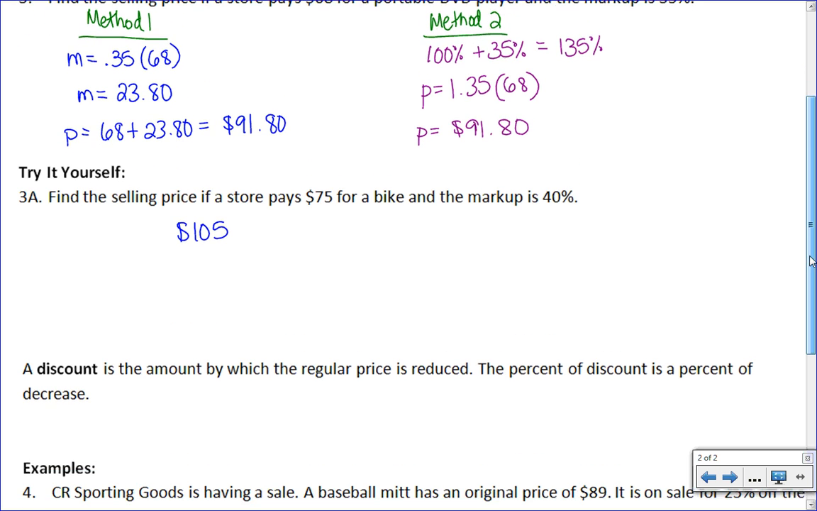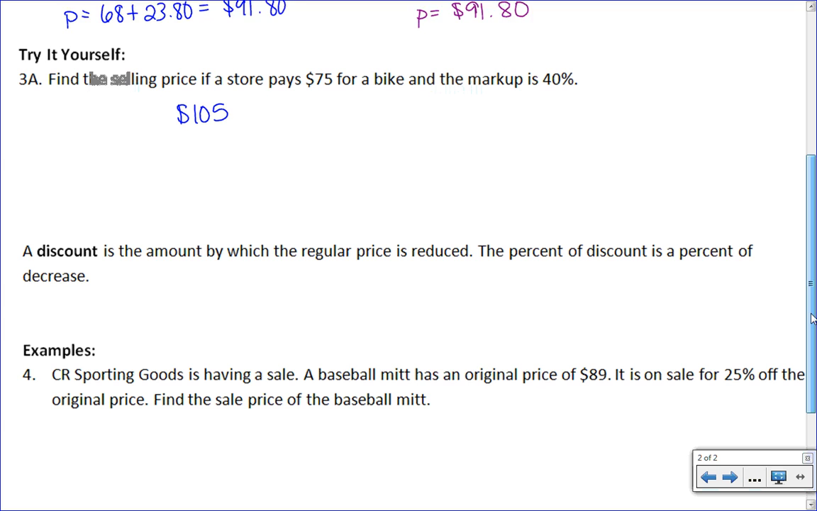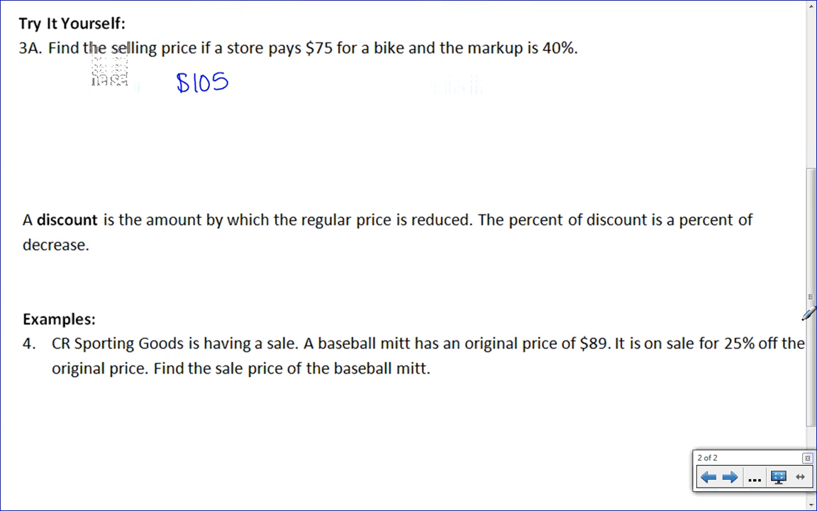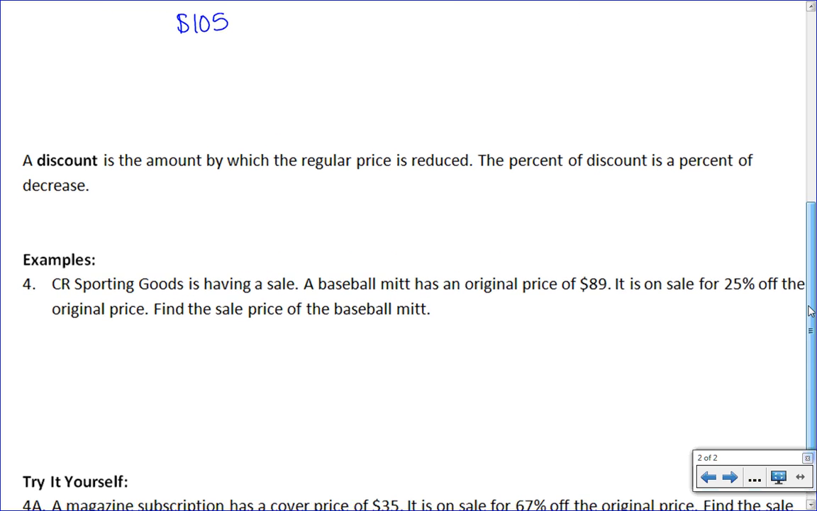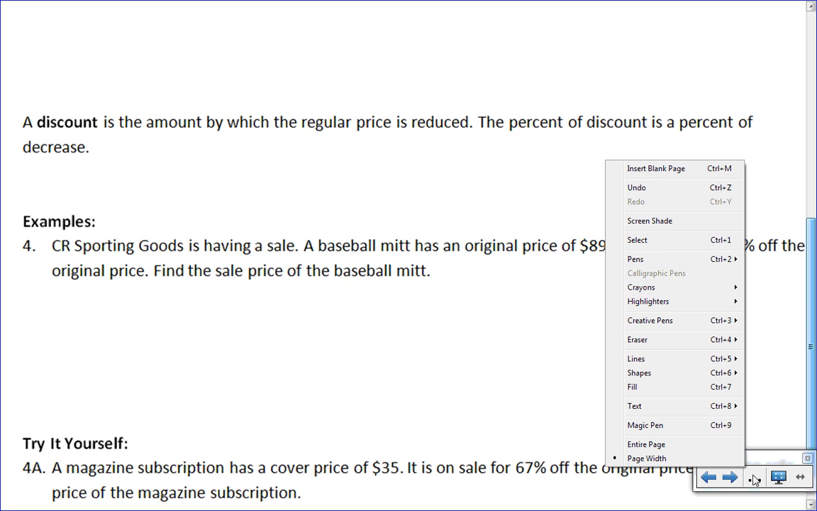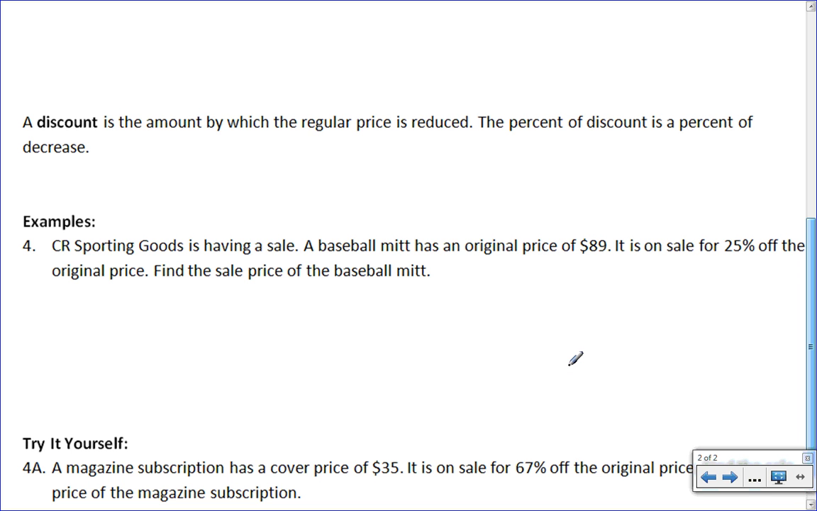Okay, so the opposite of a markup is a discount. And of course, we all know what a discount is. It's the amount by which the regular price is reduced. It's an amount that's taken off. The percent of discount is a percent of decrease, since, again, you're taking that amount off of the price. So we will solve these similarly, and again, I will show you both methods to solve these.